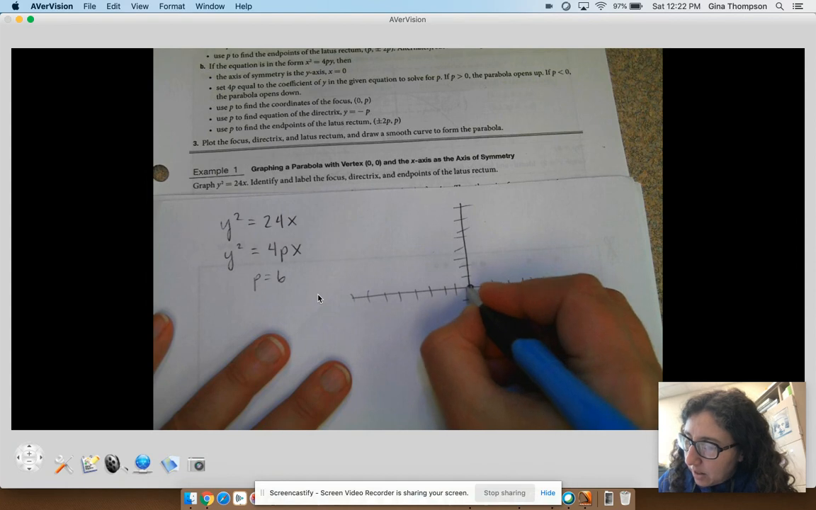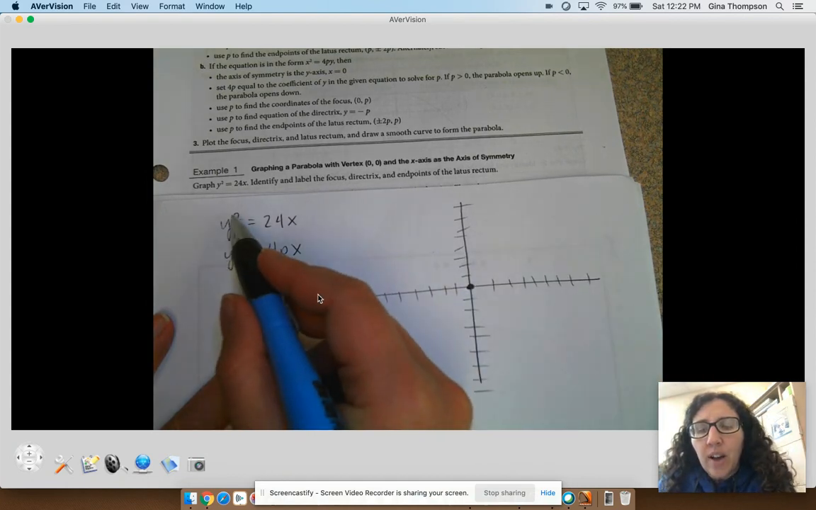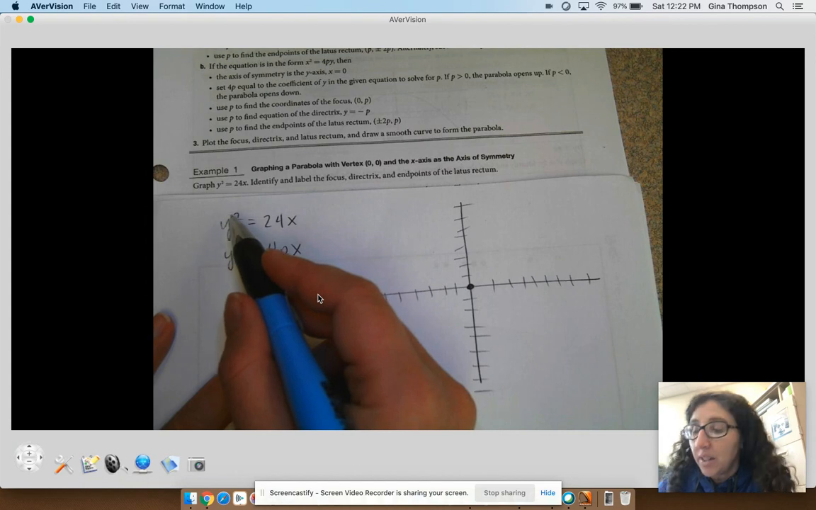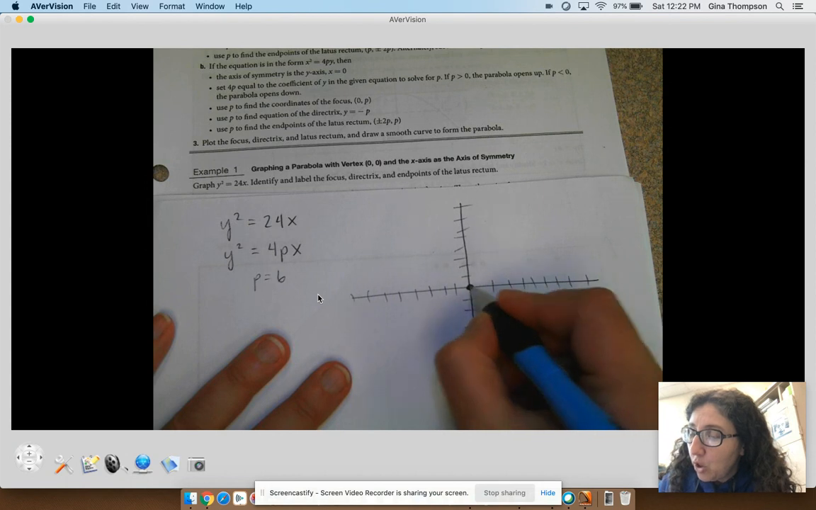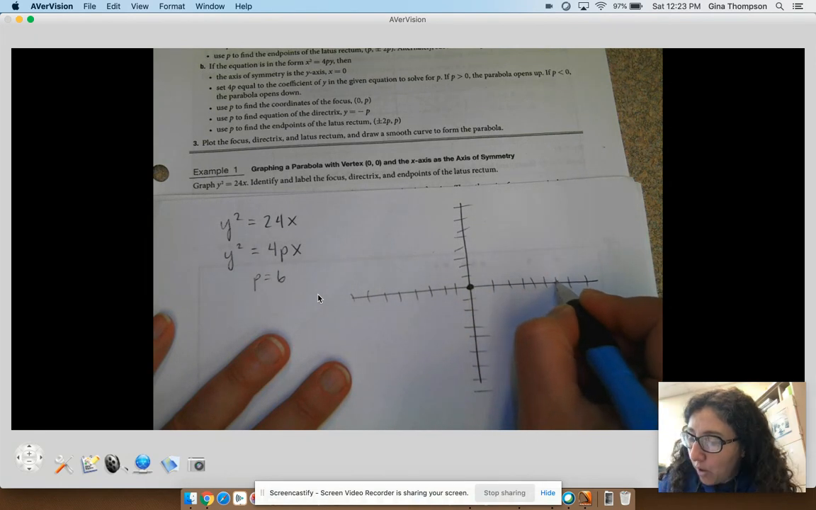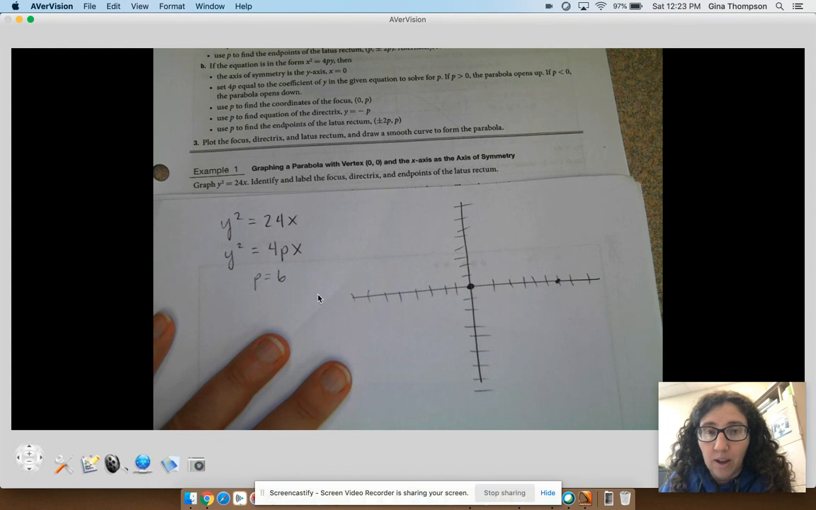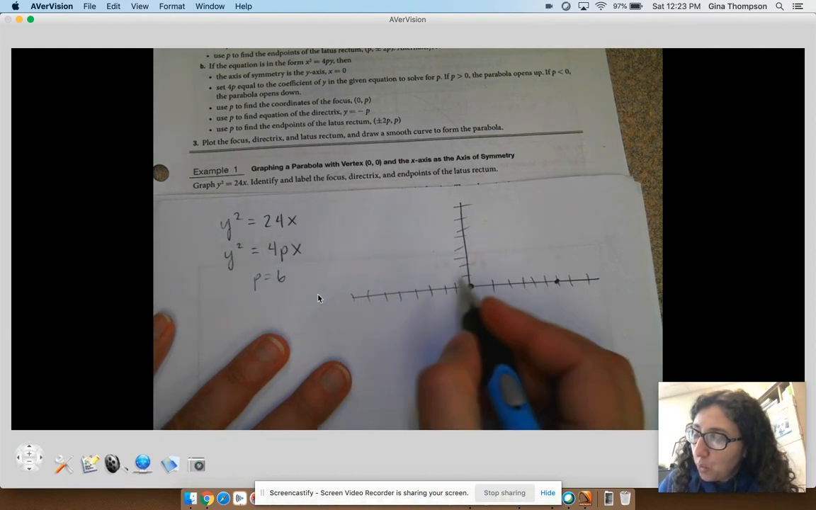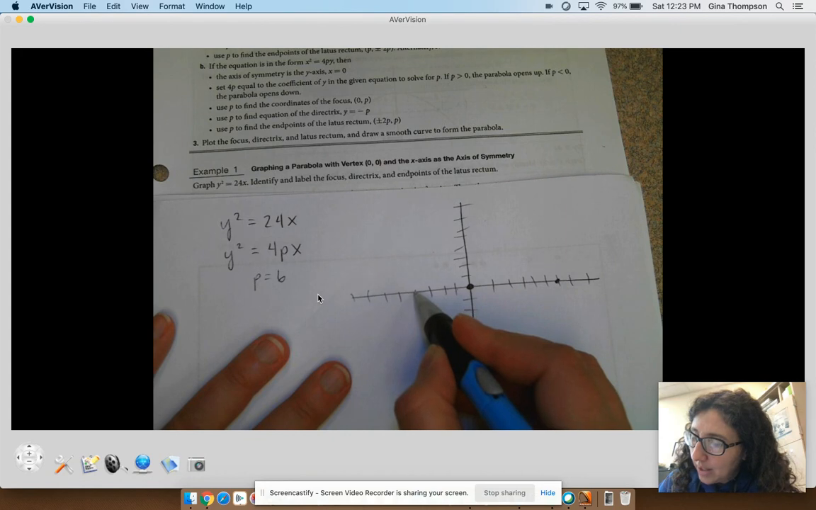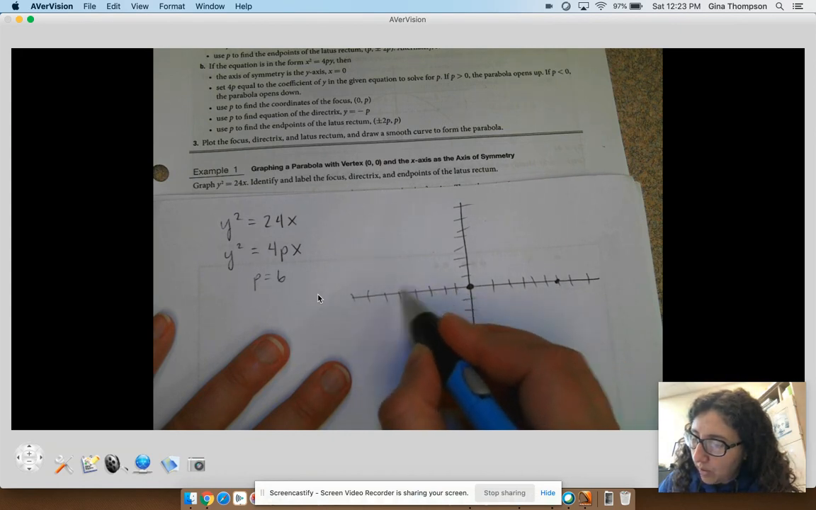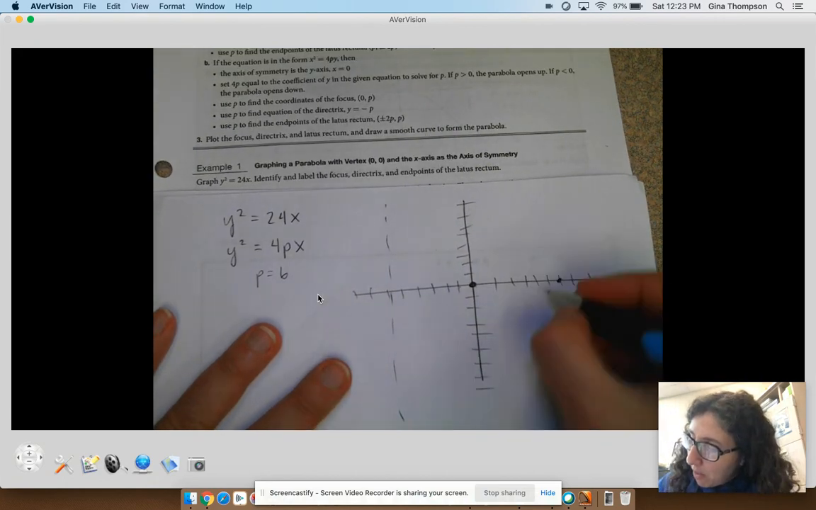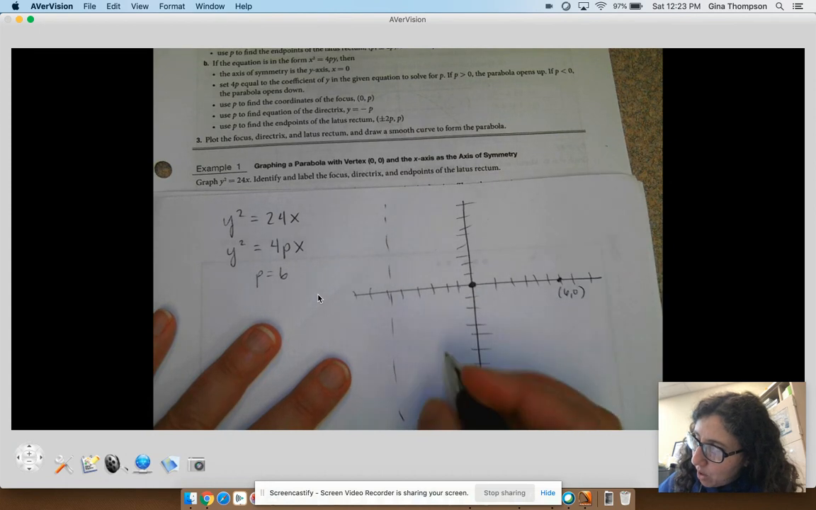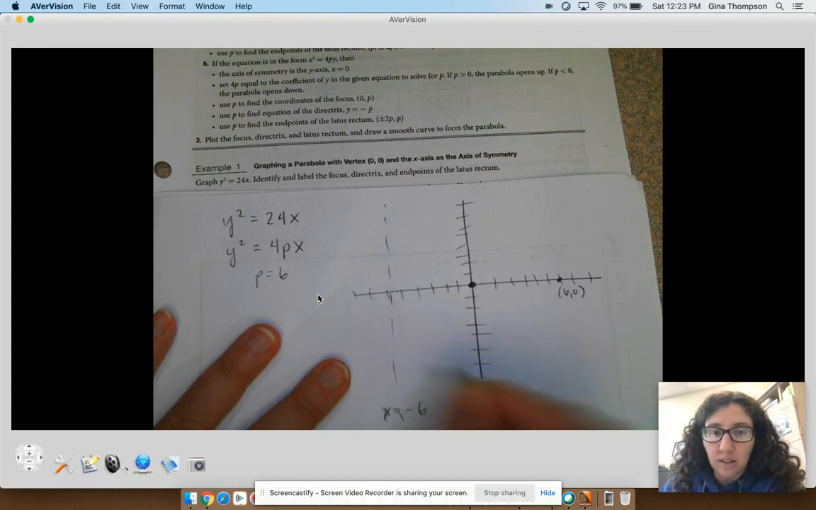So here's the vertex. The y squared is the value that is squared, so that tells us it's going to be opening to the left or to the right. And p is positive, so we're going to go 6 units in the positive direction. There's the focus. And where's the directrix? The directrix is going to be 6 units in the other direction: 1, 2, 3, 4, 5, 6. There's my directrix. So my focus is at (6, 0), and my directrix is x equals -6.